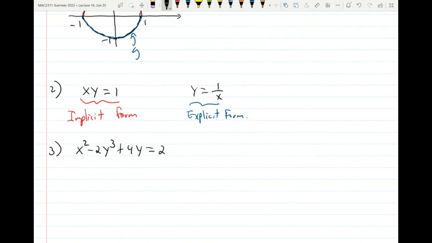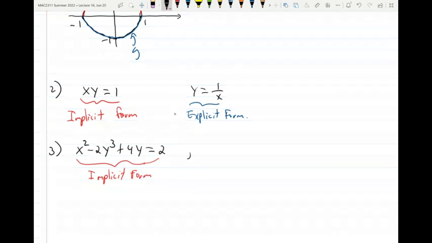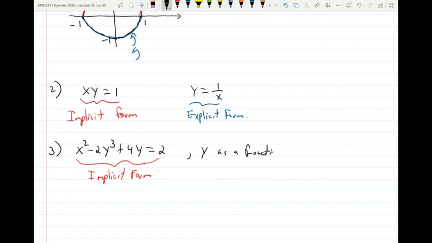It's an equation. Here is your expression involving x and y, equals a number. And this is, of course, an implicit form. So this right here is an implicit form. Let me justify why, just to make sense of this. Notice that here we can consider y as a function of x.